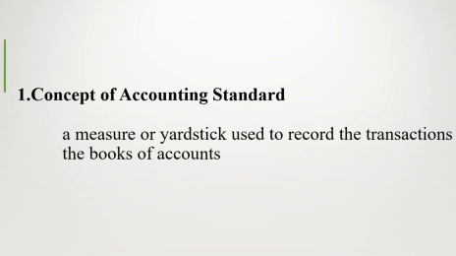In common parlance, standard is understood as a measure or yardstick used to record something. We measure different things, different substances, different solids, and different forms through one particular measure. In the same way, accounting standard can be understood as a measure or yardstick used to record the transaction in the books of accounts. While recording the transactions in the books of accounts, an accountant is supposed to follow the accounting standard relevant to that particular transaction.